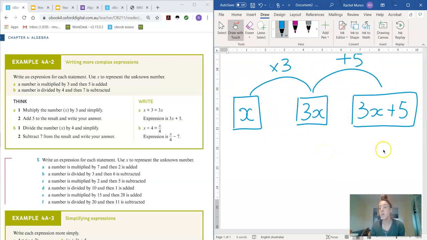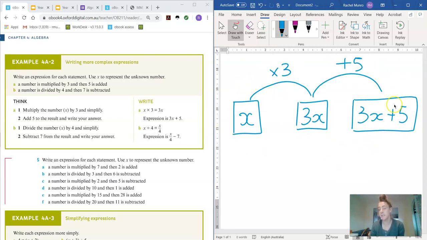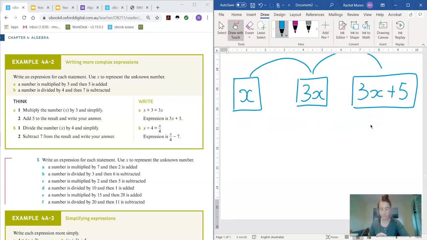Now I would like you to try to set it up like this for me. So draw the box around what is happening to your number, your variable x here. First thing you're doing is multiplying it by 3 and you get 3x. The next step is you're going to add 5. So you do your little rainbow to add 5, and then you end up with 3x plus 5.